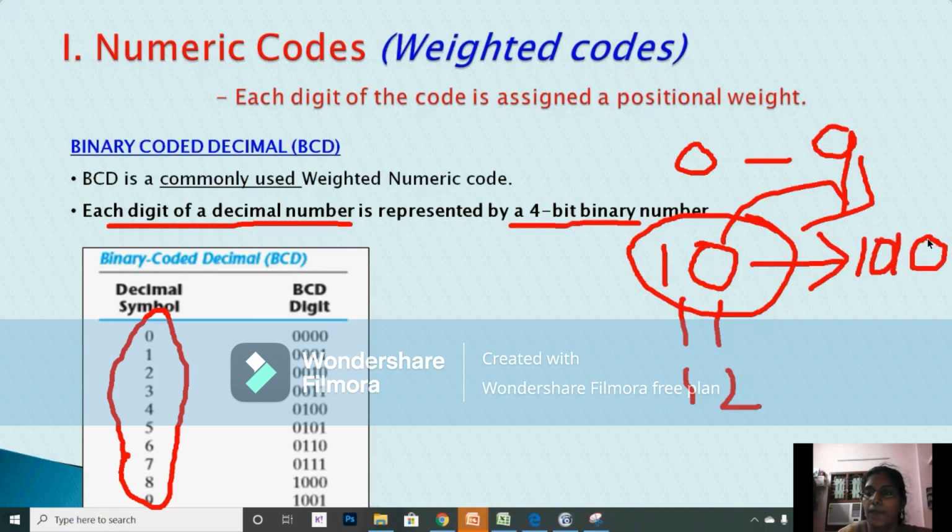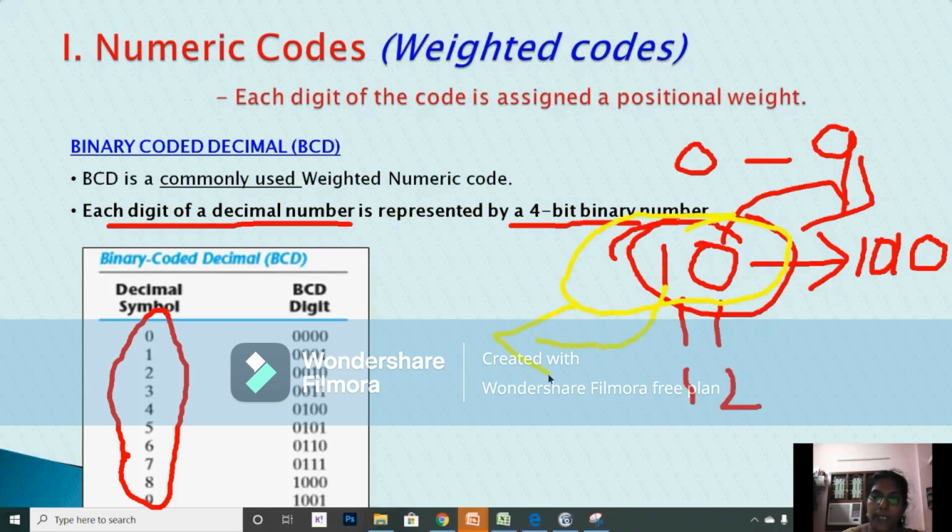For the decimal 10, 1010 is the equivalent binary. What is the definition for BCD? Not for these two digits combined. Not for this 10 combined, you can't specify. You have to specify individually.